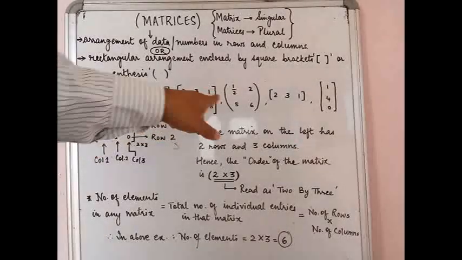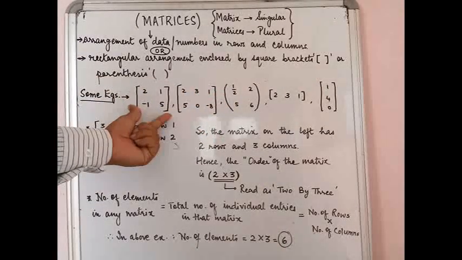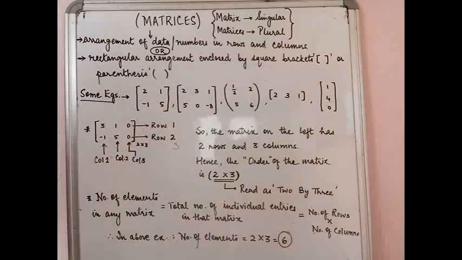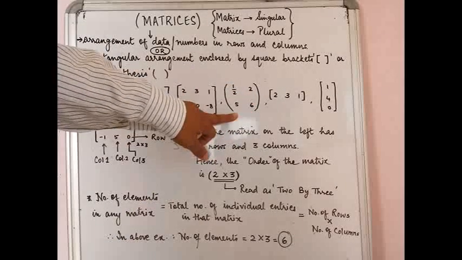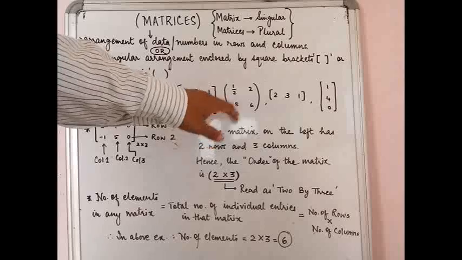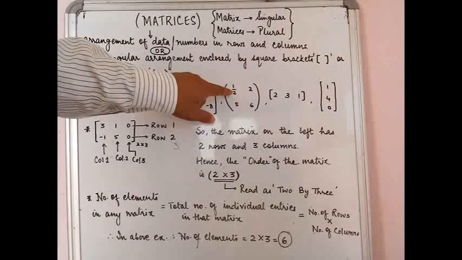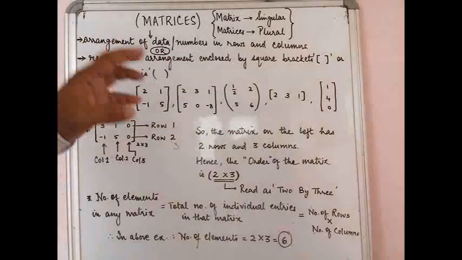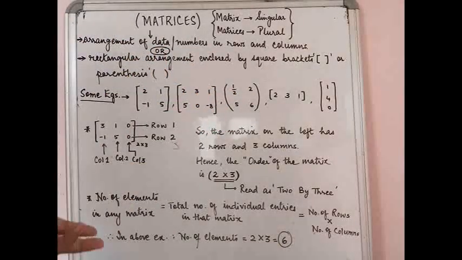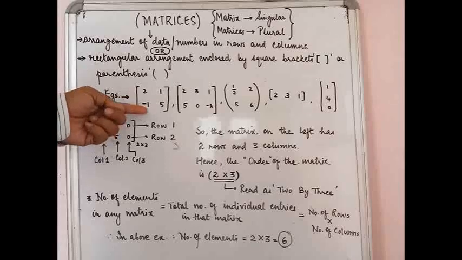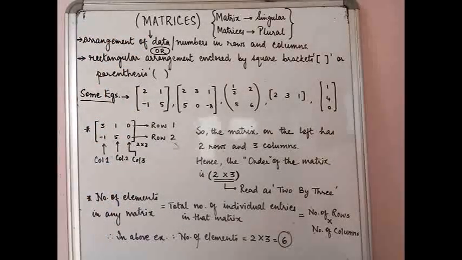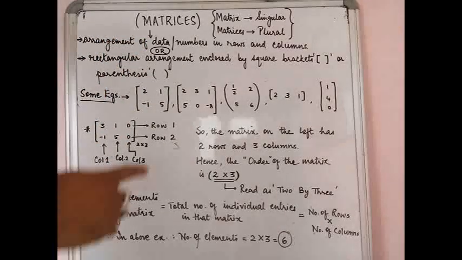One is the use of the kind of brackets. You can have the square brackets also, you can have the parenthesis also. So this will also qualify as a matrix. Then the second important thing that you note over here is that the individual entries can be in fractions, they can be in decimals, they can be negative numbers, they can be positive numbers, and so on and so forth. So these are some of the examples.